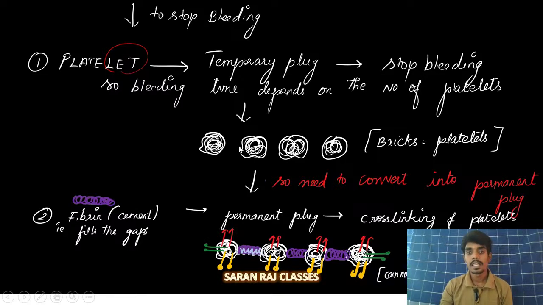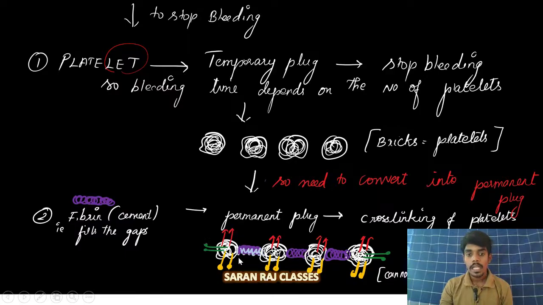Here we see that these platelet molecules are considered as bricks. In between the bricks, if there is no cement, it forms leaky or weak construction. So in order to make the construction strong, we have to add other substances such as cement between the bricks. So it forms a permanent, stronger building. Here the second molecule that comes is the fibrin, which acts as a cement that fills in the gaps. So this forms a permanent plug and leads to the cross linking of the platelets.